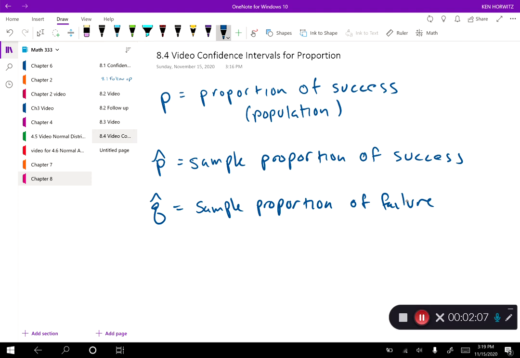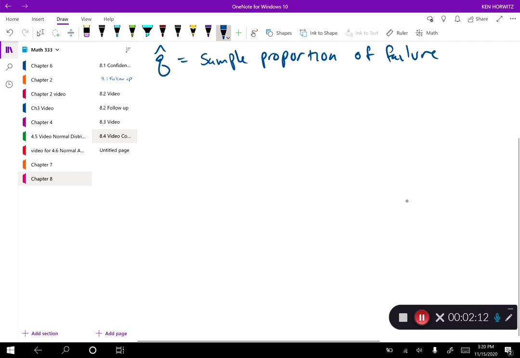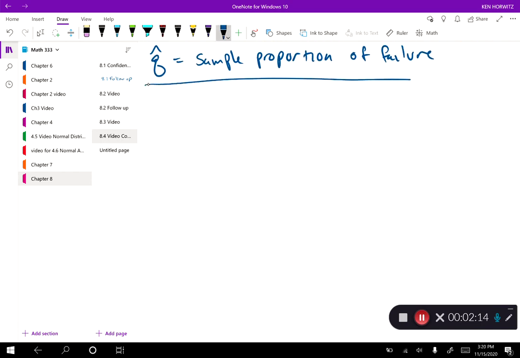So let's start with a little bit of review and talk about how to calculate a proportion. Let's say we were doing a survey of our class and we wanted to know the proportion of people with blue eyes. I'm picking that because I have blue eyes, so that would be considered success. So let's say out of 35 students in our class, that would be the population, let's say 10 had blue eyes.